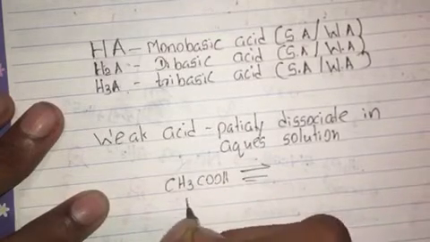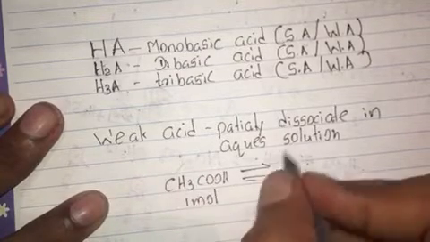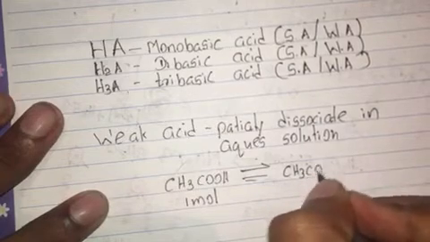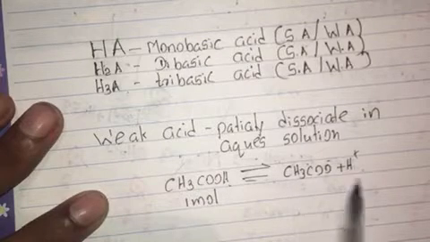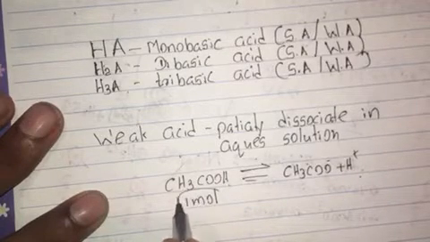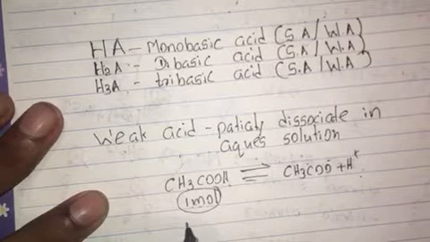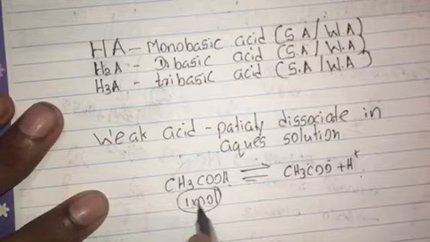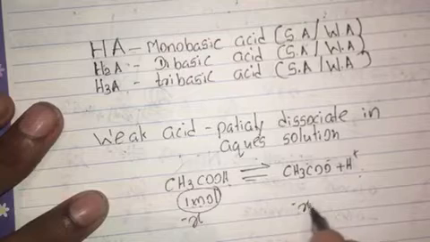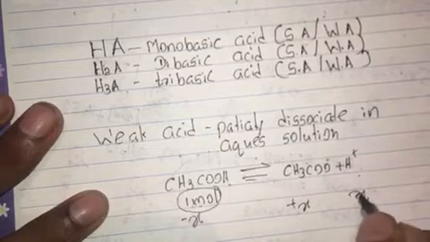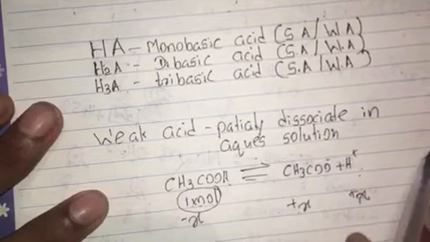We add 1 mole of acetic acid in water. This acetic acid dissociates into acetate and H plus, but does not convert fully this 1 mole. From 1 mole, a very low amount converts into acetate ion and H plus. Therefore, we call it a weak acid: partially dissociate in aqueous solution.